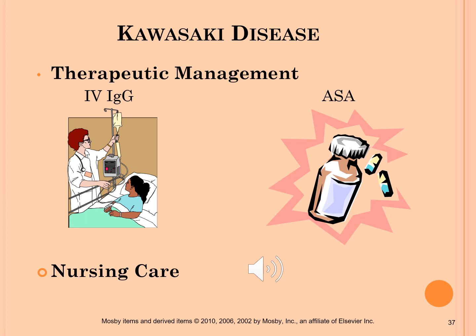So the big takeaways for your therapeutic management, again, they need IVIG and they need aspirin, and then it's really comfort and support measures. Your nursing care, again, comfort measures that we can teach the family or help the family with, is going to really be rocking, holding, or distraction. Remember, you've got an irritable child who doesn't feel good. They've got all this vasculitis going on.